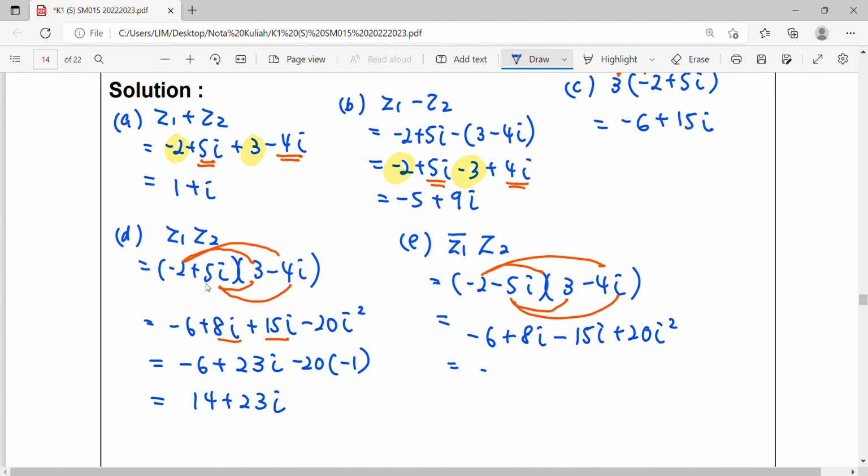So operate the imaginary numbers. It will give you -7i. And then that i squared we substitute -1. Now it's time to operate the real part. -20, -6, -26.